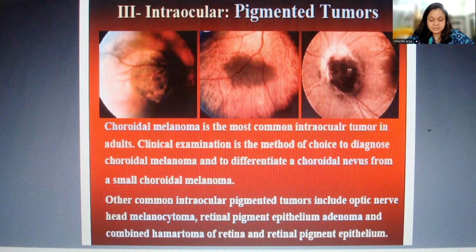Clinical examination is the method of choice to diagnose choroidal melanoma and to differentiate a choroidal nevus from a small choroidal melanoma. Other common intraocular pigmented tumors include optic nerve head melanocytoma, retinal pigment epithelial adenoma, and combined hamartoma of retina and retinal pigment epithelium. These are some examples of pigmented tumors, but the most common is choroidal melanoma, the most common intraocular tumor in adults.